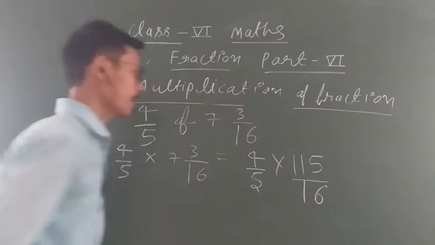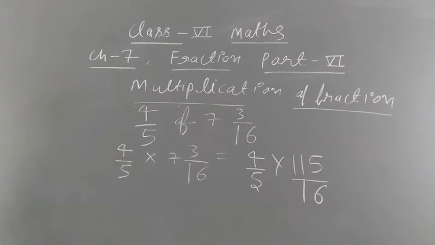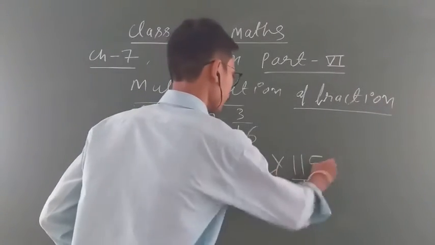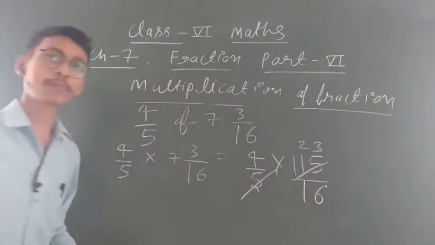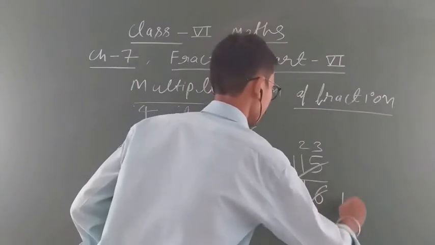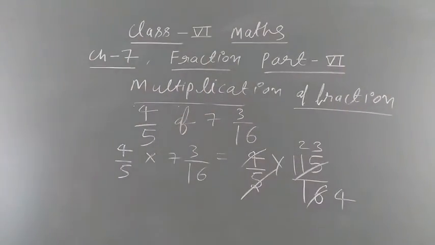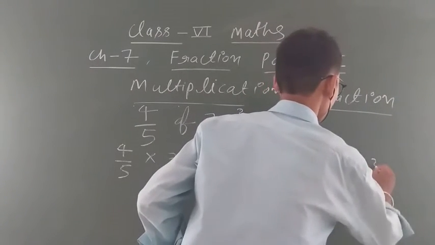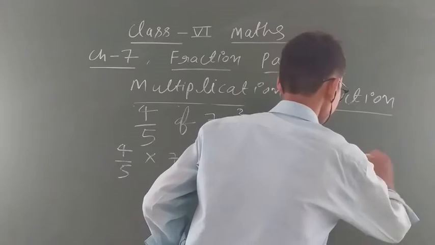Now if you are able to reduce it student, then you have to reduce it. Now you know that 5 2s are 10, 5 3s are 15. Another, you know that 4 4s are 16. What will it come? 4 4s are 16. It will come 23 upon 4. So see student, this answer is also correct.